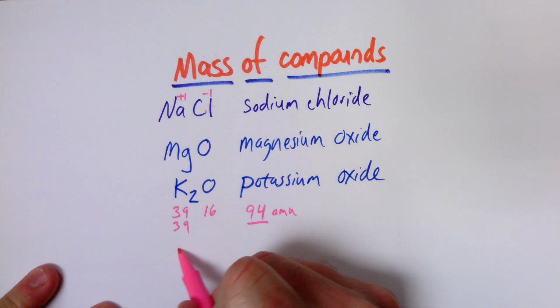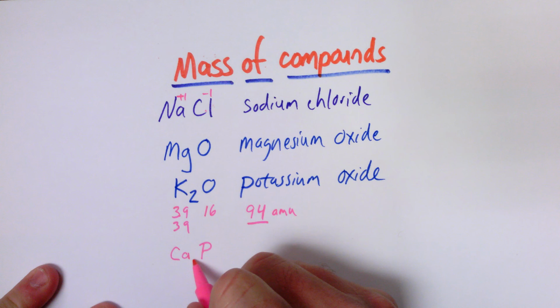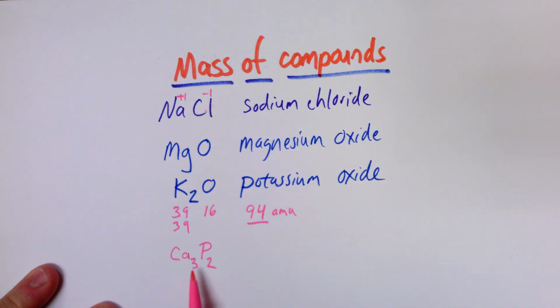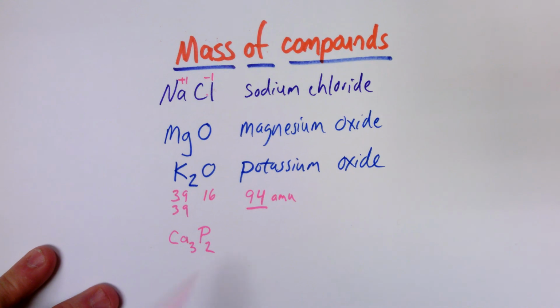So if I had calcium phosphide, all I do is add up calcium three times and add it to the mass of phosphorus twice, and that gives me the mass of the entire compound. Seems easy, and it is. It's not too challenging, but there are some things you have to consider.